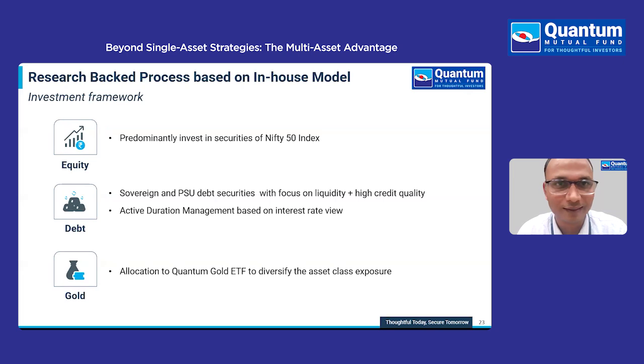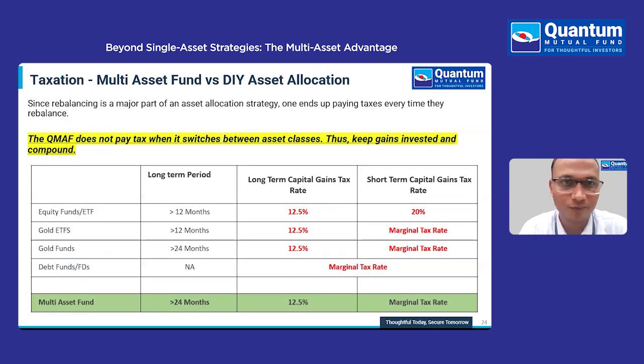They can print money and pay back. And some government companies, which are public sector undertakings, PSUs, which again have some kind of safety because of backing from the government. So the debt portfolio is again highly liquid, with very low credit risk. We don't want to expose our investors to that part, and we manage the duration part actively. And then gold we can achieve from a gold ETF. In this case, we are investing in Quantum Gold ETF, our own ETF. So this is the mix of different assets which forms the multi-asset allocation strategy.